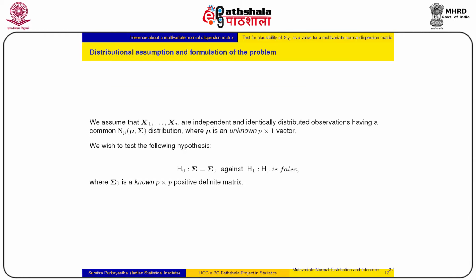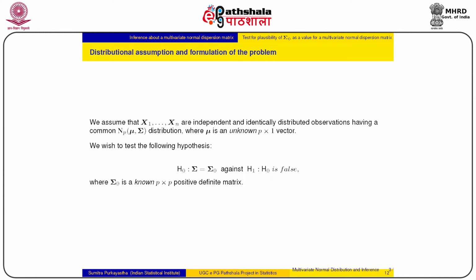So we are addressing problems of inference about a multivariate normal dispersion matrix. For the two problems that we are going to discuss in this lecture, we assume the same distribution theoretic setup. So let's be specific. We assume that x1, x2 up to xn are independent and identically distributed observations having a common p-dimensional normal distribution with mean vector mu and dispersion matrix sigma, where mu is an unknown p cross 1 vector, that is, the mean vector is unknown. We wish to test the following hypothesis.